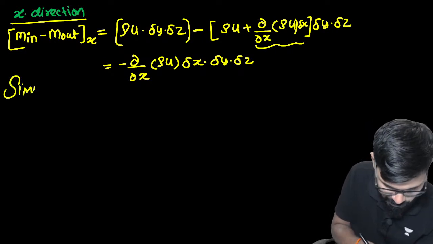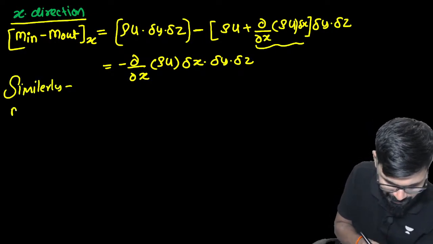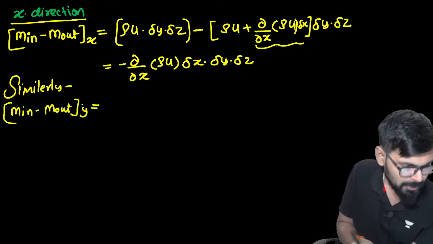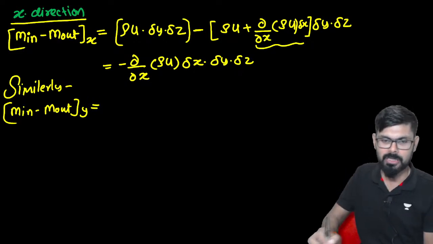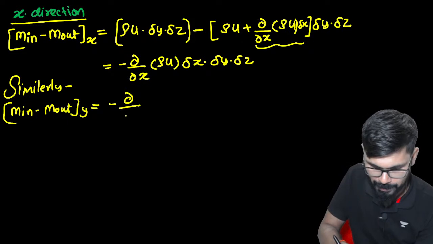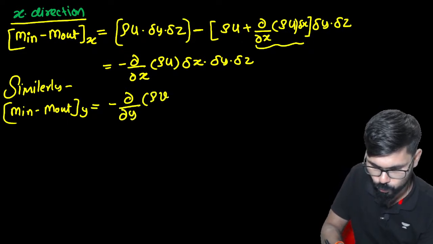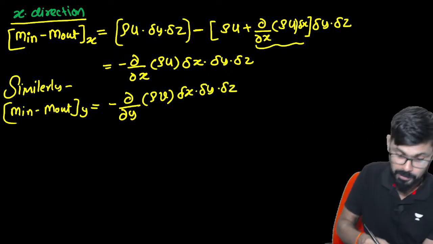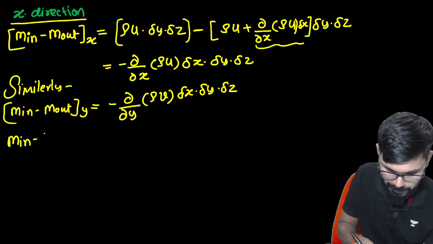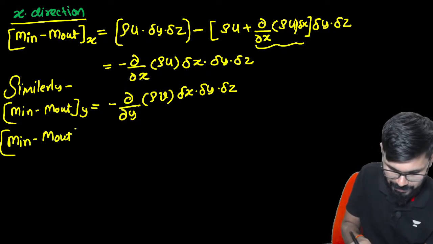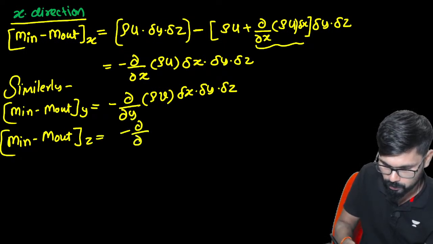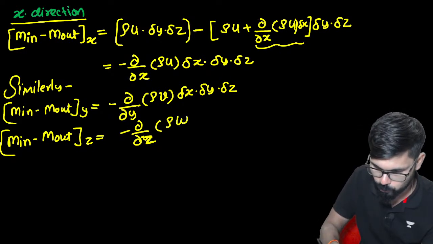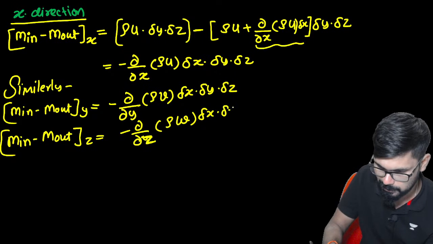Similarly, what can I write: m in minus m out in the y direction. What will it be in the y direction, tell me. The value will come as minus dou by dou y of rho into v into delta x into delta y into delta z. Clear? Now similarly I can write in the z direction: m in minus m out in the z direction will come as minus dou by dou z of rho into w into delta x delta y delta z.